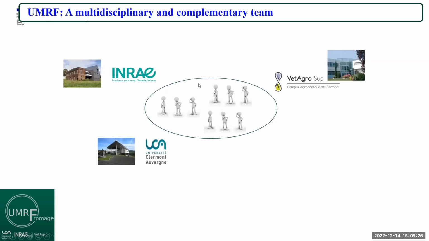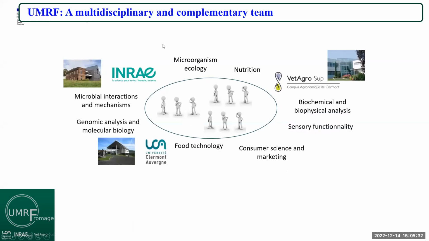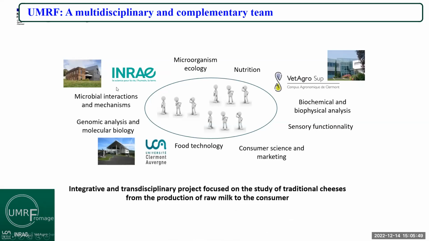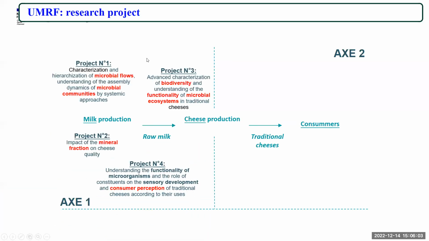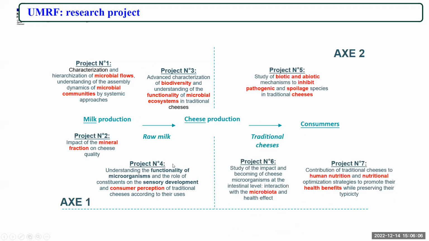So my research unit is a multidisciplinary research unit. So we have different scientific expertise on microorganism and ecology, on nutrition, on biochemical and biophysical analysis, sensory functionality, food technology, for example, microbial interaction and mechanisms. A very high diversity of expertise. So we are working from the milk production to the consumer, and we are organized in 2 axes, and we have different research projects.